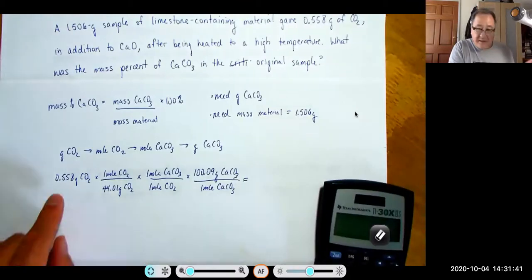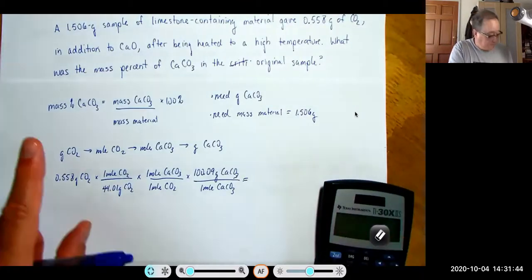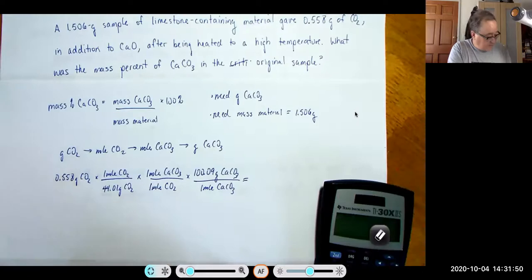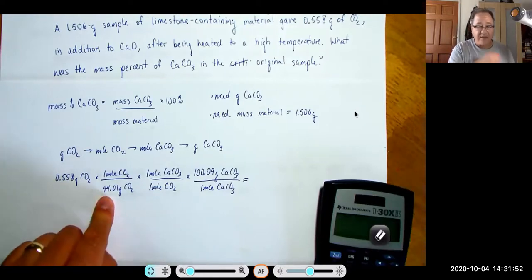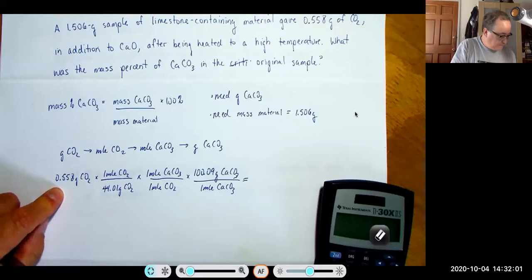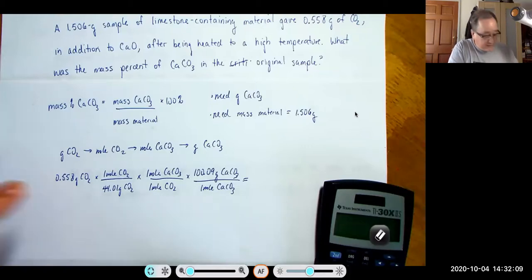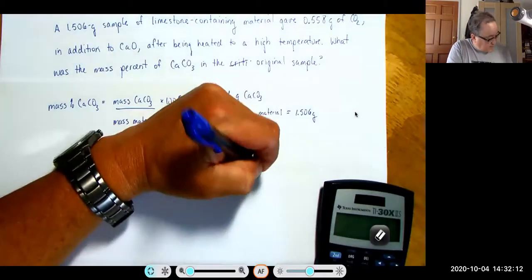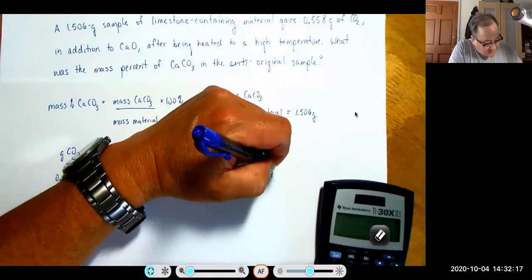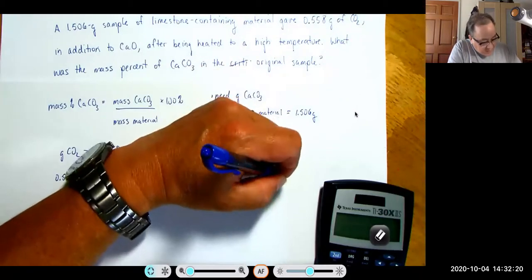So let's see. Learned my lesson. Not going to do it again. 0.558 times 100 is 55.8. 55.8 divided by 44 is going to be something like 1.25. Okay, so 0.558 times 100.09 divided by 44.01, and I get 1.269. And here 3 sig figs, so I'm going to go ahead and keep this little extra one around. And this is grams of calcium carbonate.